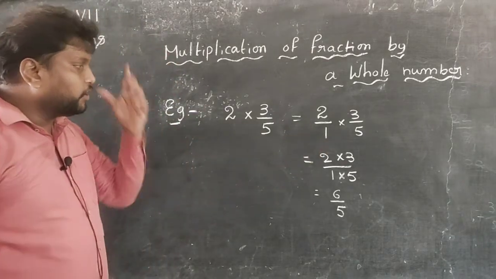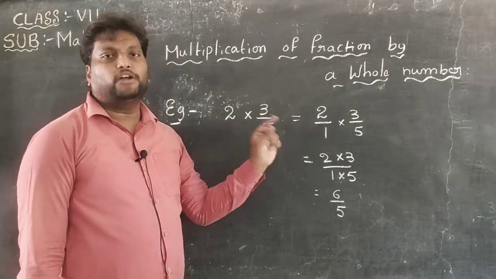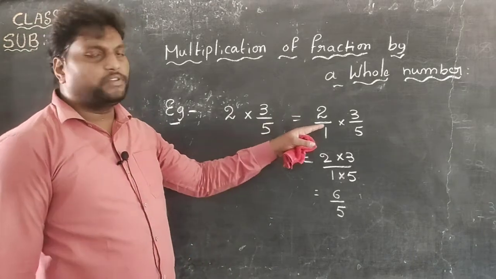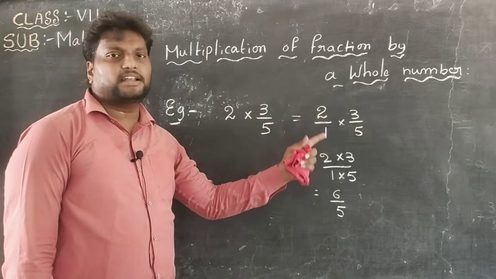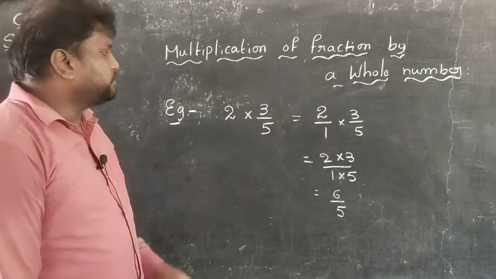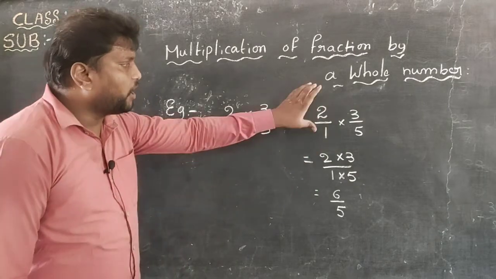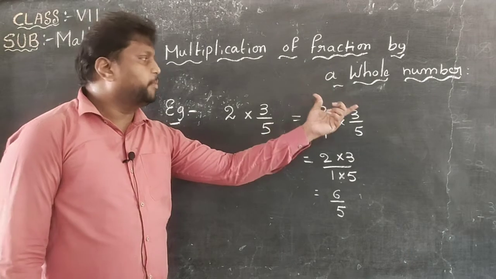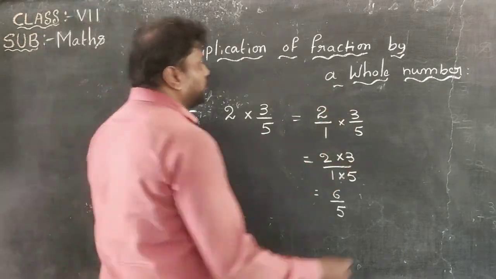Why are we taking 1 only? If we take any value other than 1, the value will change. If we take 0, we will get a total of 0. If we take 2, cancellation will be possible, otherwise we will change the value. That's why if you take 1, there is no value change. So now convert into fraction form, then multiply numerator with numerator and denominator with denominator. Okay, one more problem now.